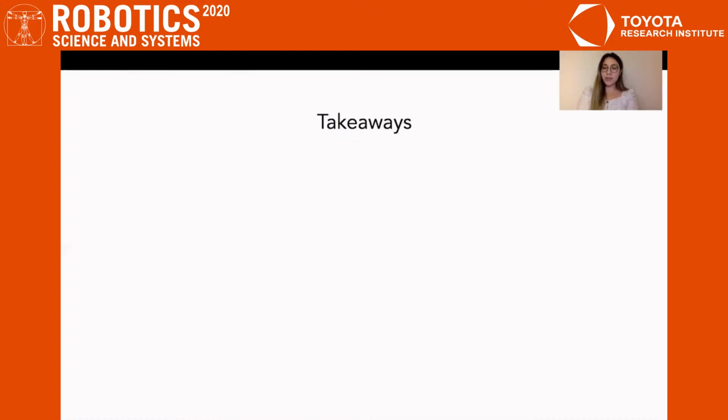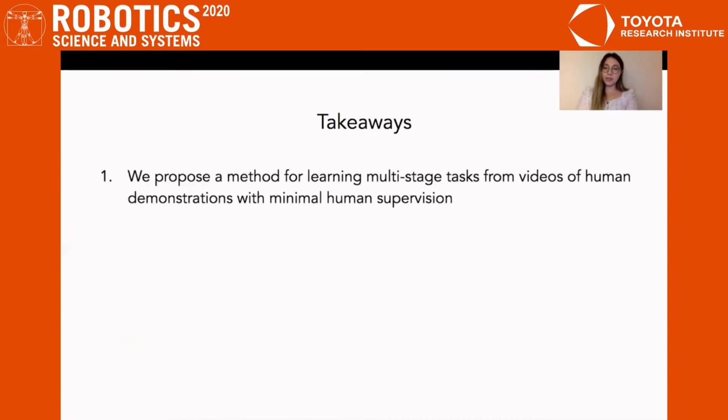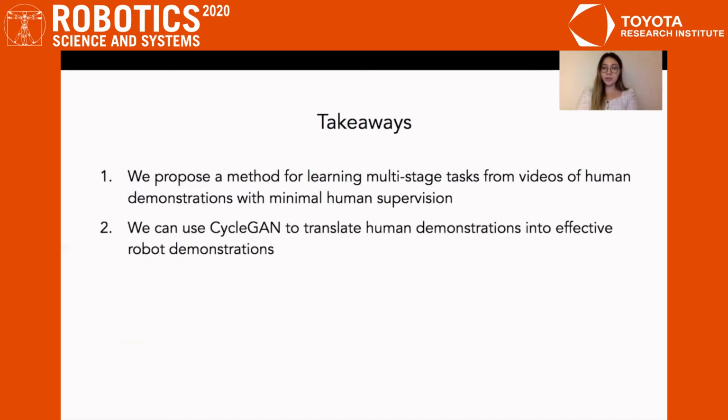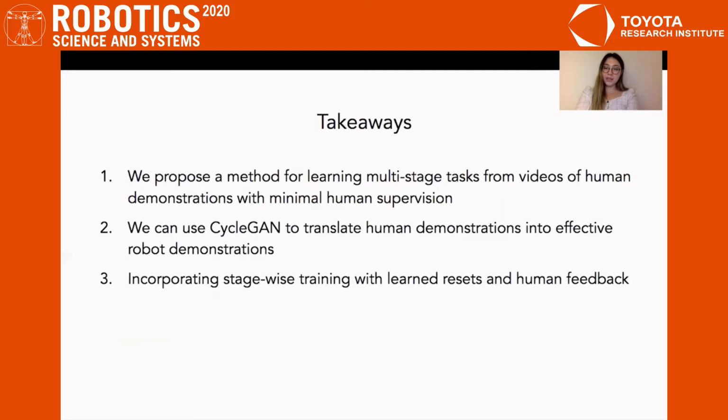To summarize, in this paper, we propose a method for learning multi-stage tasks from videos of human demonstrations with minimal human supervision, using two key insights. One is that we can use CycleGAN to translate human demonstrations into effective robot demonstrations without using paired data. Second, that the stage-wise training procedure using learned resets and human feedback not only gives us more robust behavior, but also reduces human burden during the learning process.